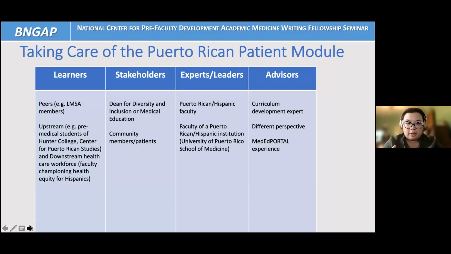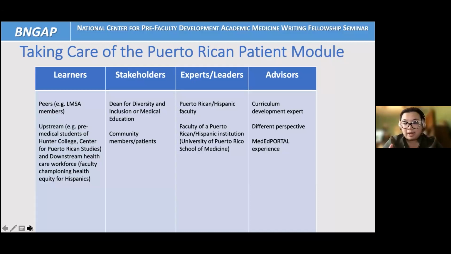And second, they looked at stakeholders. So the stakeholders who are actually affected by this module, who have an interest or basically skin in the game in regards to this module. So the Dean for Diversity and Inclusion or the Dean for Medical Education, community members and patients. And then third, looking at experts and leaders. So those are the people who have experience working with Puerto Rican patients, have expertise, and are able to provide information towards the module. So looking at Puerto Rican Hispanic faculty and faculty of Puerto Rican Hispanic institutions, for example, the University of Puerto Rico School of Medicine.